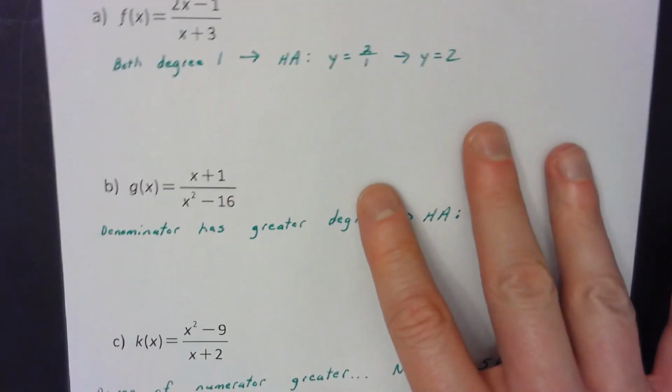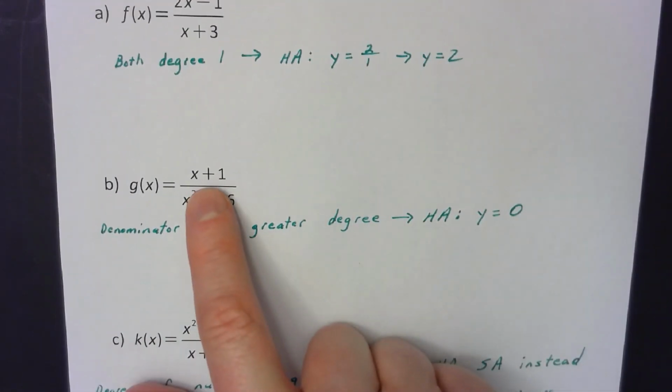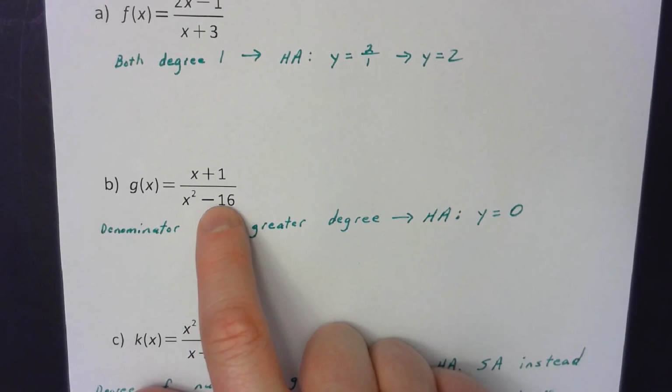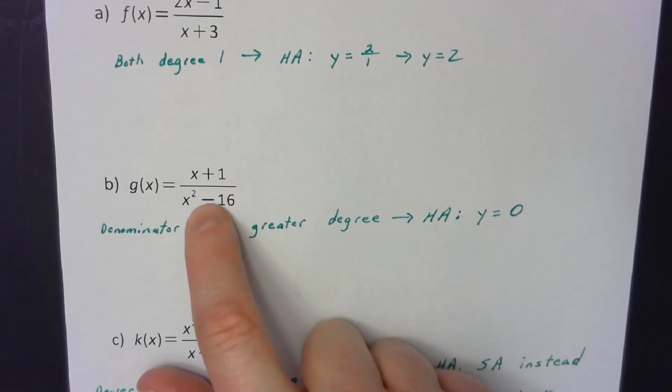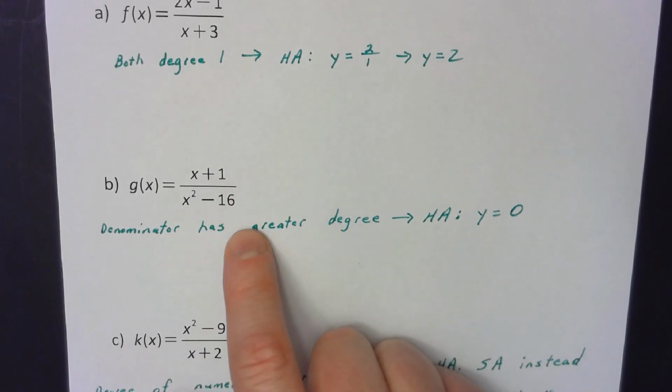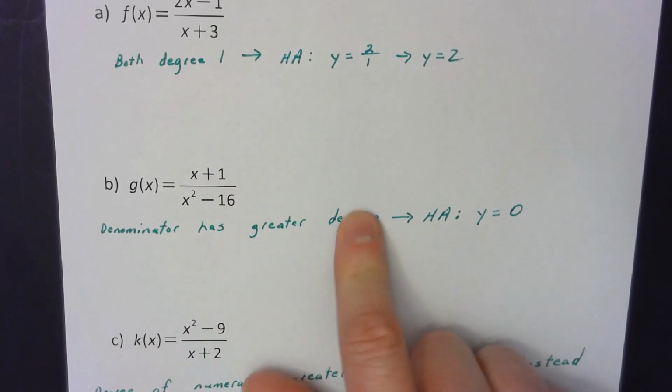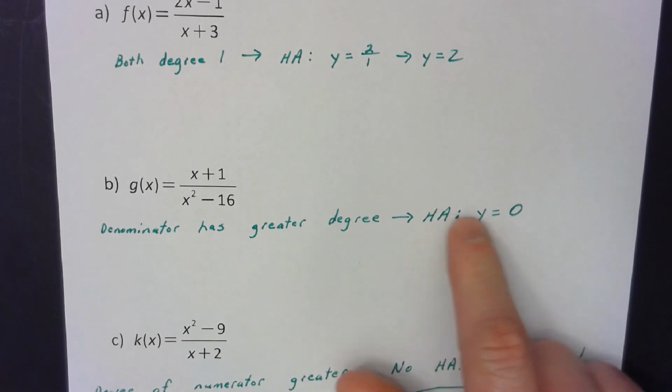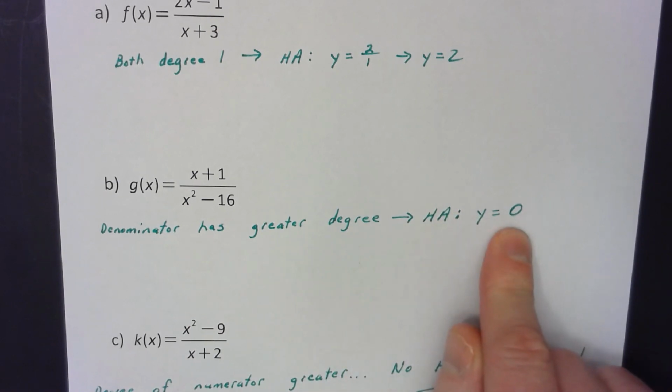Your next problem here, you have g of x is equal to x plus 1 over x squared minus 16. Automatically, you should say, hey, that falls back to rule 1. The degree of the denominator is greater than the numerator every single time that's the case. y equals 0 is your horizontal asymptote.